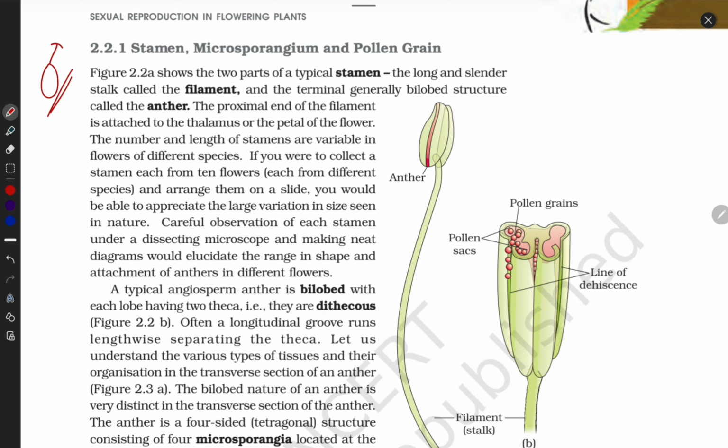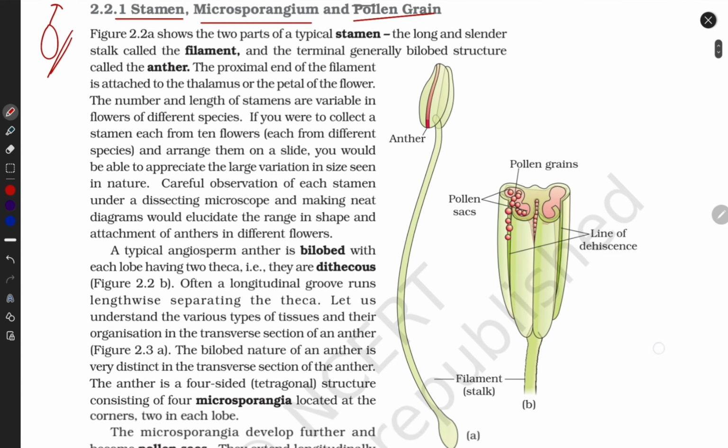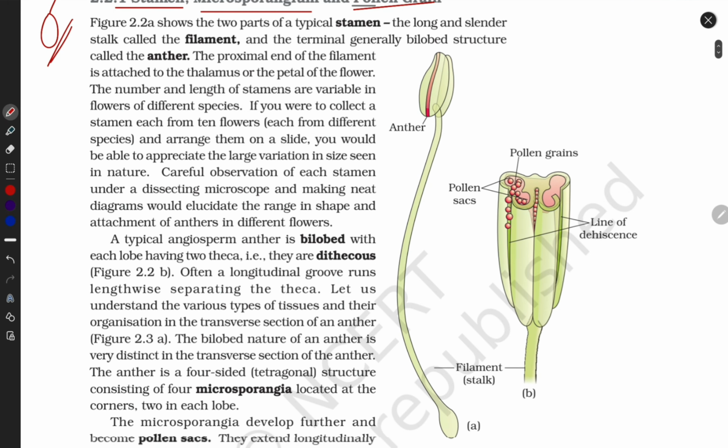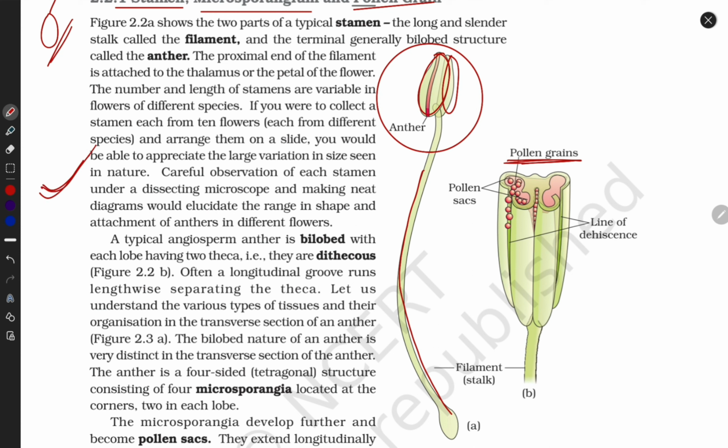The name is stamen. We can say microsporangia, we can say pollen grains. Look here, this is the structure of the stamen. This is the anther part. This is the long cylindrical filament part. And here, what do they synthesize? They synthesize pollen grains. Whatever I explain now is already written here.